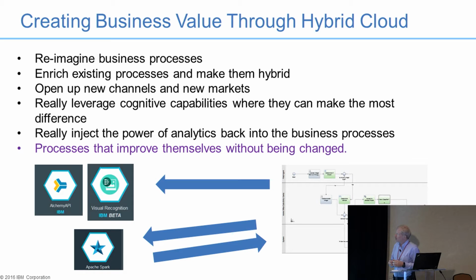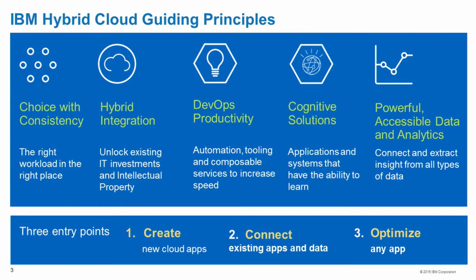And so when we get to the hybrid cloud, we want to be able to reimagine our business processes, and we want to start thinking provocatively about processes that maybe can improve themselves without even going through structural changes. So underpinning what we talk about is the IBM hybrid cloud principles: choice with consistency, hybrid integration, DevOps, but notice cognitive and analytics over there on the right.